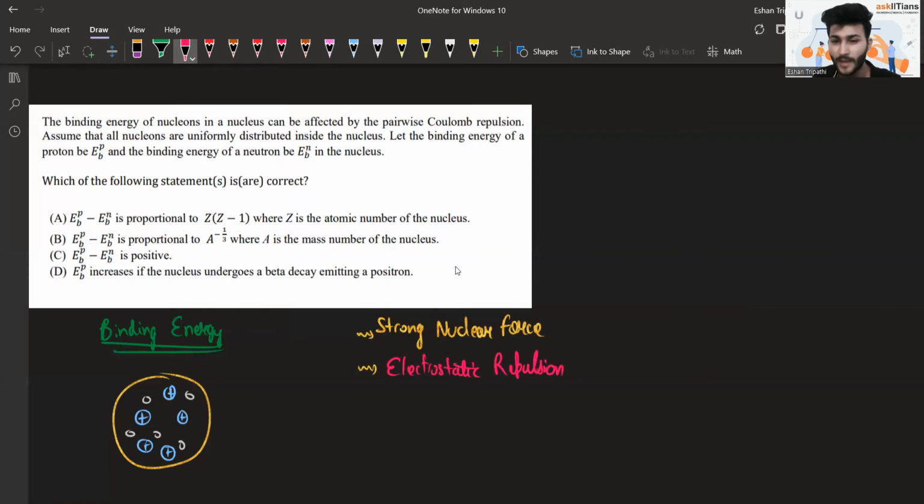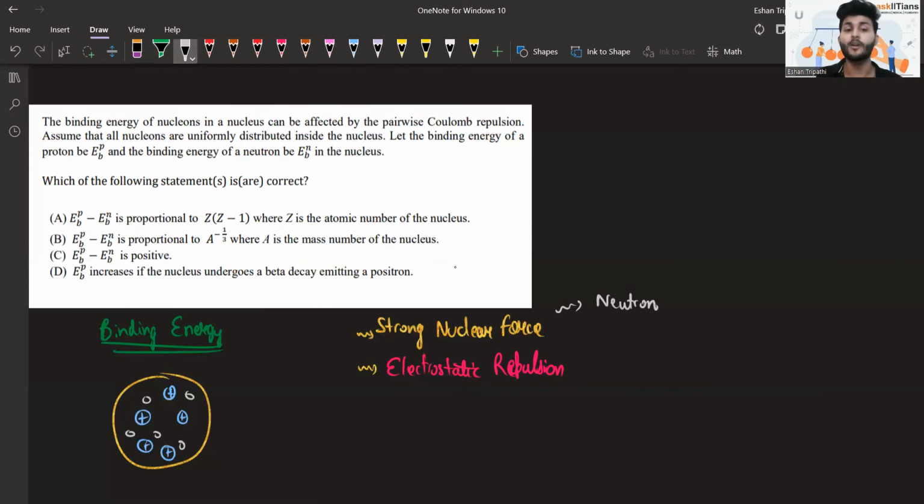Now, how do we conclude from this? So now they're saying, okay, visualize it like this. Would the force acting on neutrons be different if we start considering electrostatic repulsion, or pair-wise Coulombic repulsion as they called it? Would the neutrons be affected by it? No. The strong force would be the only force on neutrons. But on protons, both these forces will be there.